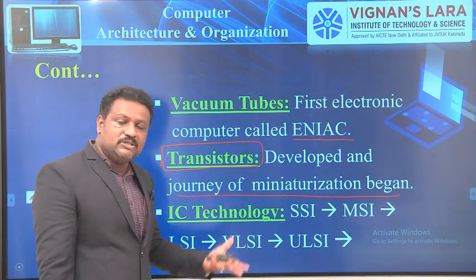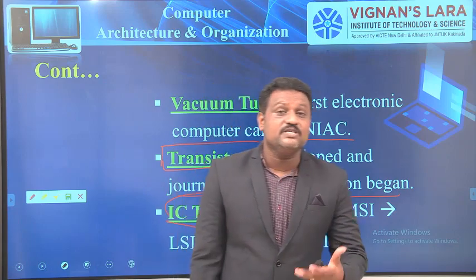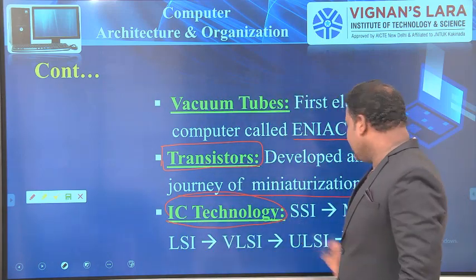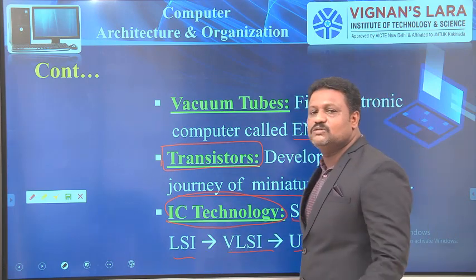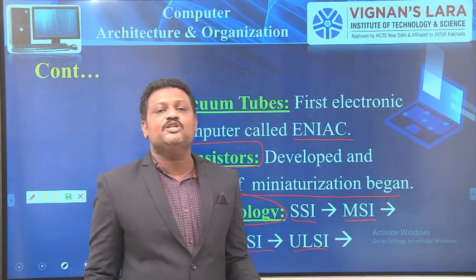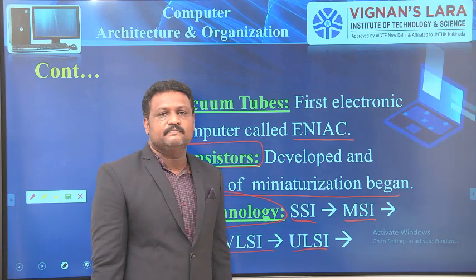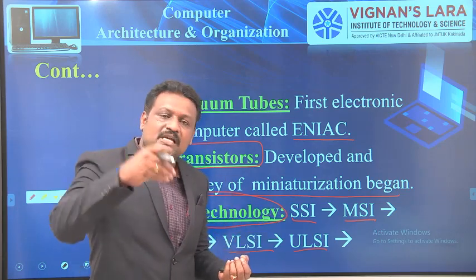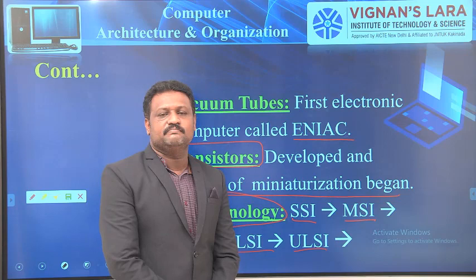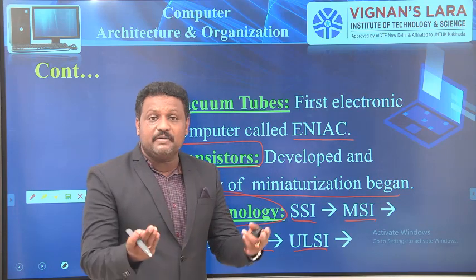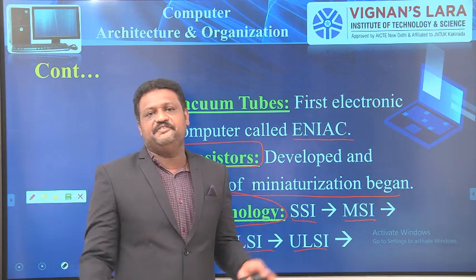Later, we developed our computer systems with the help of IC technology. Nowadays, we are using IC technology. In IC technology also, we have different variants: SSI to MSI, MSI to LSI, LSI to VLSI, VLSI to ULSI, and now billions of transistors are integrated on a single chip. Once a number of transistors are integrated on a single silicon chip, automatically the size of your computer reduces. We can observe our memory chips. The size of a memory chip is very, very small, but it can store a lot of information.